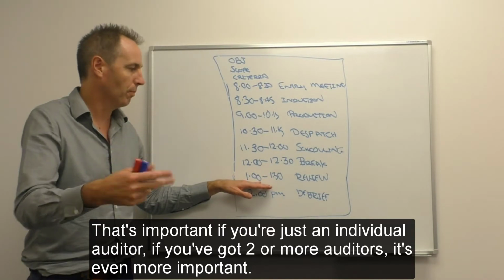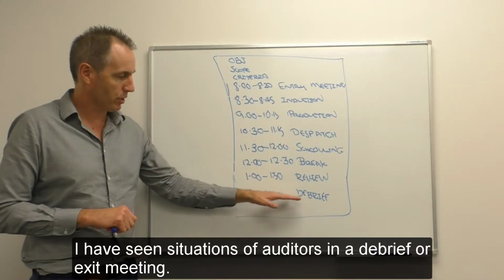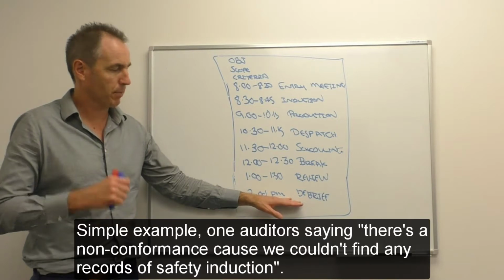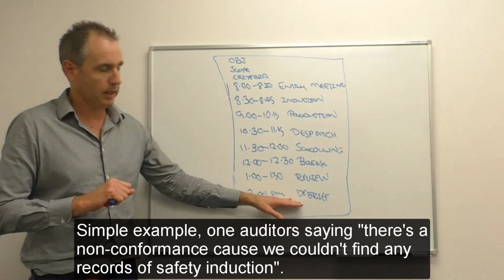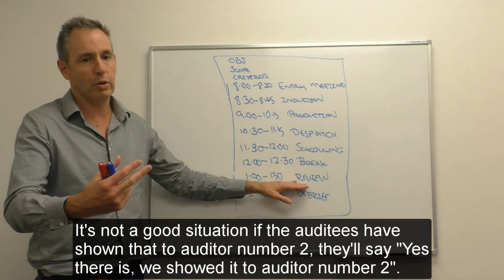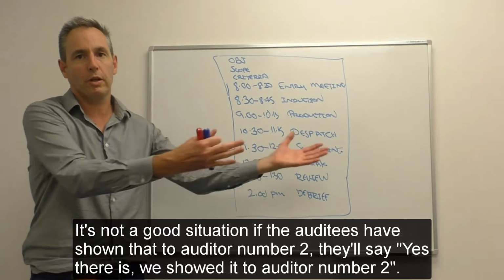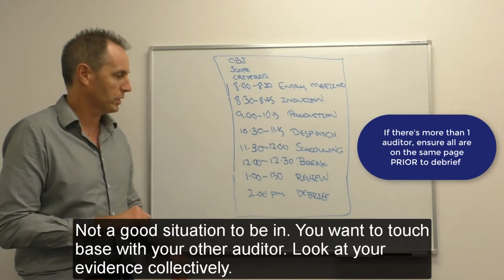If you've got 2 or more auditors, it's even more important. I have seen situations, auditors in a debrief or exit meeting, simple example, one auditor saying, there's a non-conformance because we couldn't find any records of safety induction. It's not a good situation. The auditees have shown that to auditor number 2. They'll say, yes, there is. We showed it to auditor number 2. Not a good situation to be in.